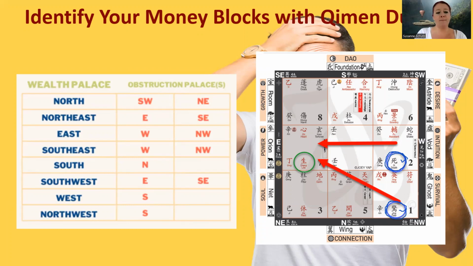Now, if the obstruction palace has the scenery door, then usually the blocks around money revolve around your reputation. So you need to work more on your reputation and your branding. You need to sell yourself better, and then your income will grow. Very often we undersell ourselves, especially when we're looking for a job. We're so desperate to get that job that we're like, oh, whatever, I'll just take whichever job. But if you sell yourself and you maybe brag a little bit about your achievements, then you can get a higher income, you can get a higher salary. So that's really what you need to focus on.